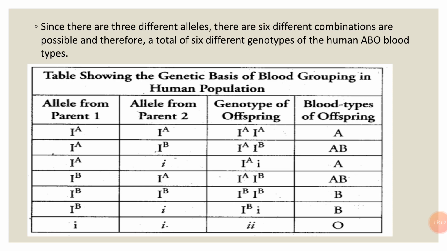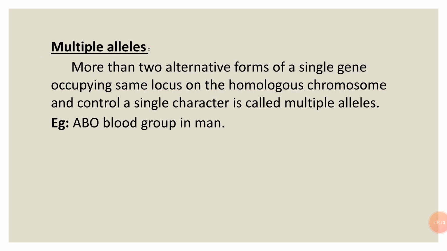Now we will study one more thing. Before that we'll see what multiple alleles are. More than 2 alternative forms of a single gene occupying the same locus on the homologous chromosome and controlling a single character are called multiple alleles. As I said before, if a gene has more than 2 alleles, then it is called multiple alleles, right?